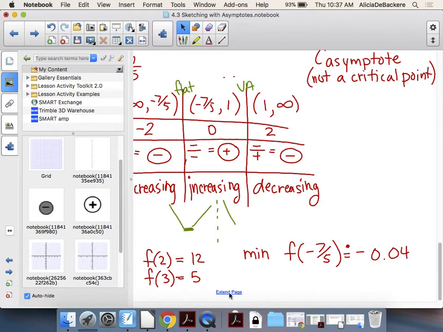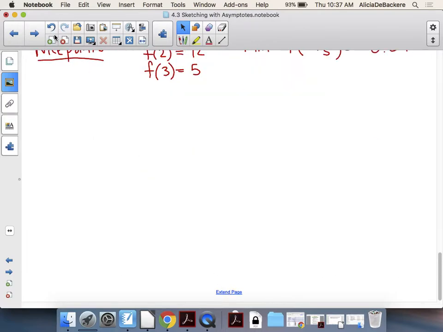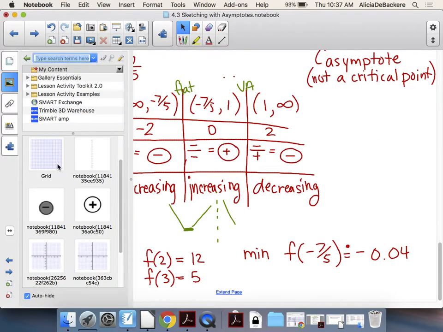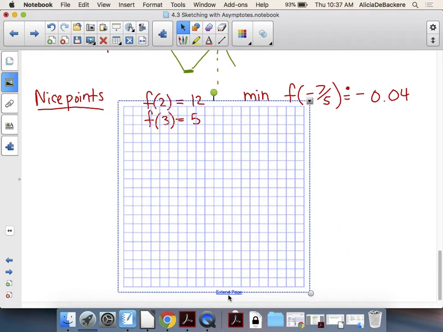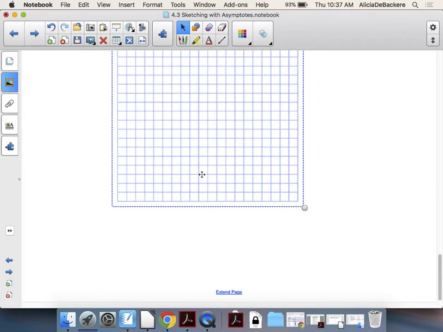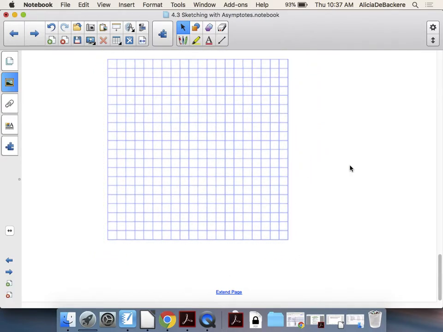So I'm going to grab a grid. And I'm going to graph that information. Now I know that I don't go very low on my y value, so I'm going to put my x-axis really close to the bottom of the grid here.